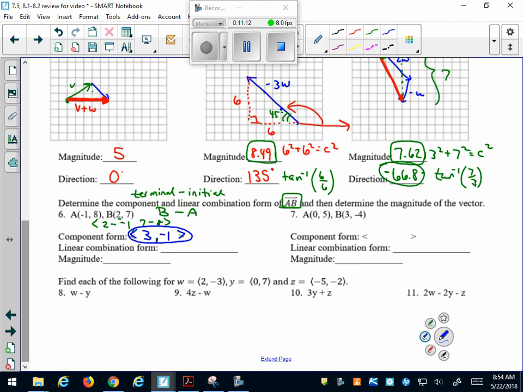Turning that into linear combination form is easy. We just take the 3 and make it 3i minus 1j, so just j. And then the magnitude from that, again, magnitude is going to be the Pythagorean theorem. So you're going to do 3 squared plus negative 1 squared equals c squared. And this is the square root of 10, or 3.16. All right, component form here, do the same process. And this is what you should end up with.